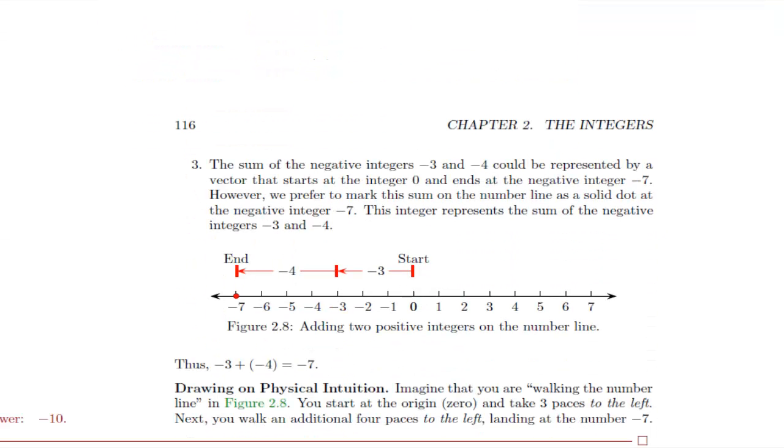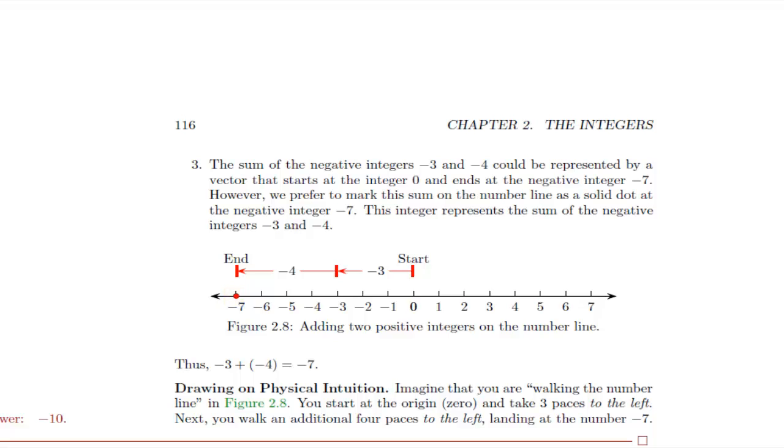The sum of the negative integers -3 and -4 could be represented by a vector that starts at the integer 0 and ends at the negative integer -7. However, we prefer to mark this sum on the number line as a solid dot at the negative integer -7. This integer represents the sum of the negative integers -3 and -4.